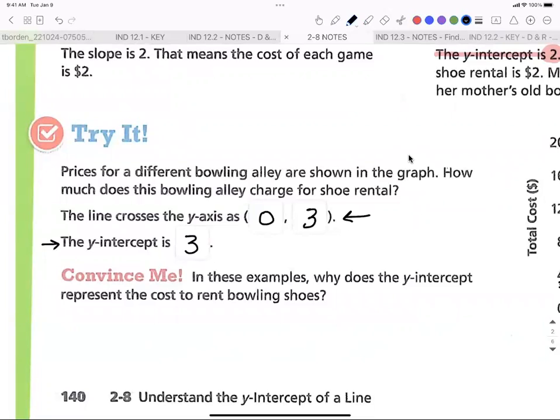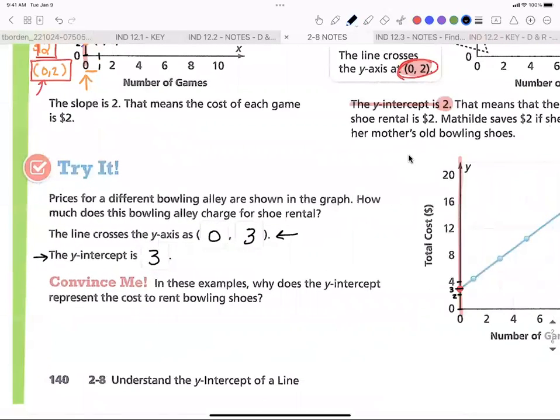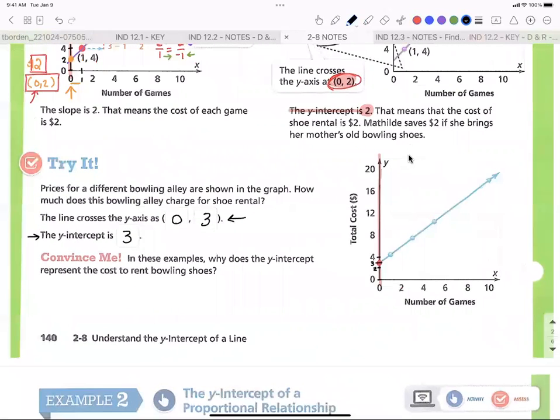Okay. And then it says, for these examples, why does the y-intercept represent the cost of renting bowling shoes? We've already talked about that. Don't worry about writing it. If it's a homework assignment, then you would actually write it out in words, what we've already said. Okay. Are we good with that? Remember that your y-intercept is where your line crosses the y-axis. Okay. Hint, hint. That's one of your homework questions.